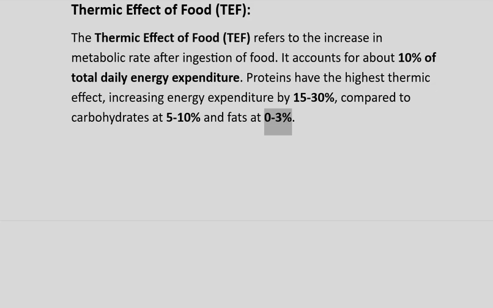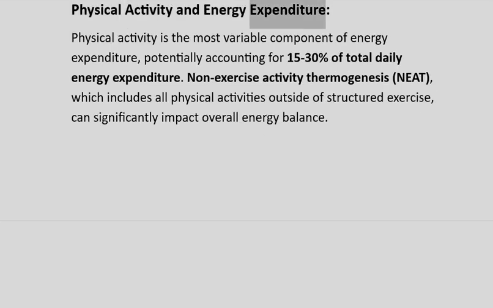Physical activity and energy expenditure. Physical activity is the most variable component of energy expenditure, potentially accounting for 15 to 30% of total daily energy expenditure. Non-exercise activity thermogenesis, NEAT, which includes all physical activities outside of structured exercise, can significantly impact overall energy balance.